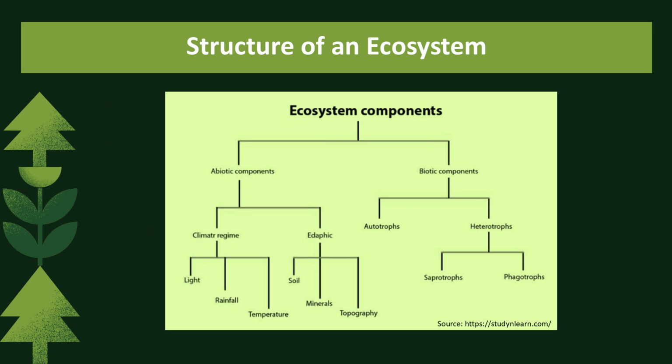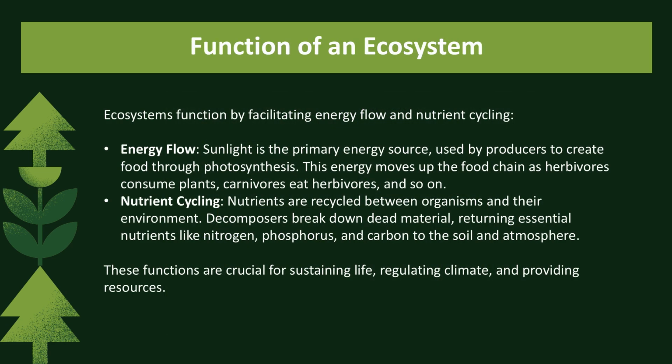In this visual representation, we can see how different components of an ecosystem interact. Notice how energy flows from the sun through producers to various levels of consumers. The diagram clearly shows the interdependence between biotic and abiotic factors, illustrating how each element plays a crucial role in maintaining the ecosystem's balance.